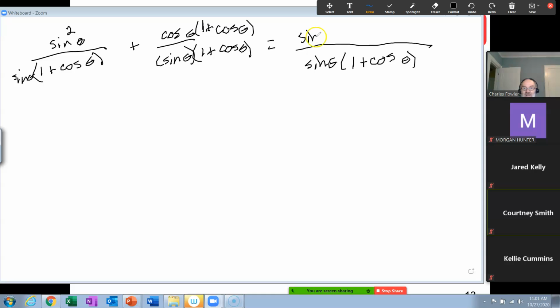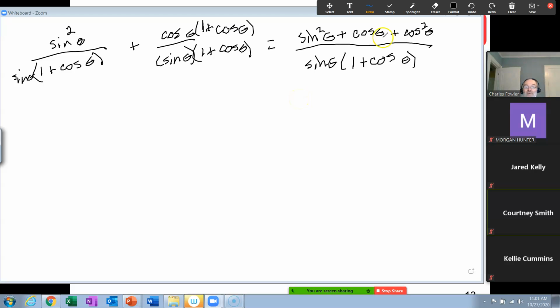Sine squared theta, that's from here, plus, now let's distribute at the same time. That's plus a cosine theta. That's when you multiply cosine by 1, plus cosine times cosine is cosine squared theta. Okay, got it? Now, that's pretty good, except it's not quite in the order I'd like it.